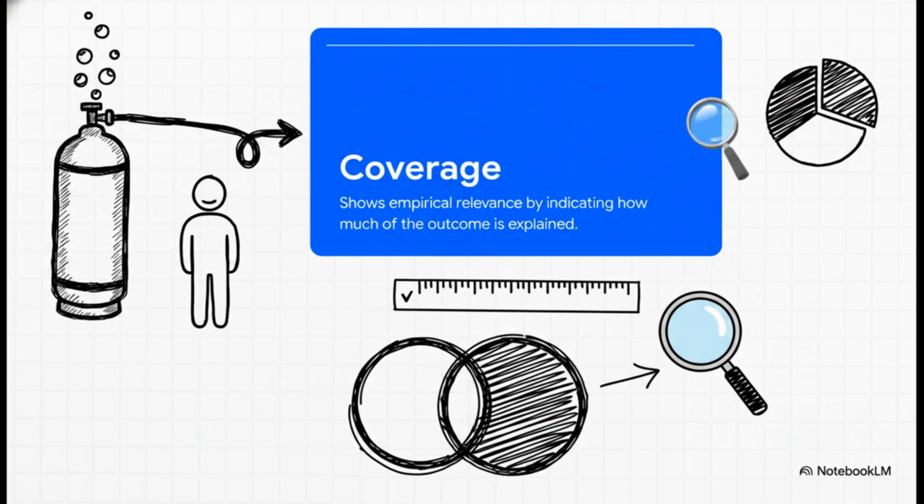But hold on, consistency isn't the whole story. A rule can be perfectly consistent, but completely trivial. Like, think about it. It is absolutely necessary for a company to have oxygen in the building for employees to perform well, right? That is a highly consistent necessity, but come on, that's hardly a groundbreaking finding you can publish. That's why we pair consistency with coverage. Coverage proves empirical relevance by showing exactly how much of the outcome your condition actually explains in your dataset. High consistency proves the rule exists, but high coverage, that proves the rule actually matters.